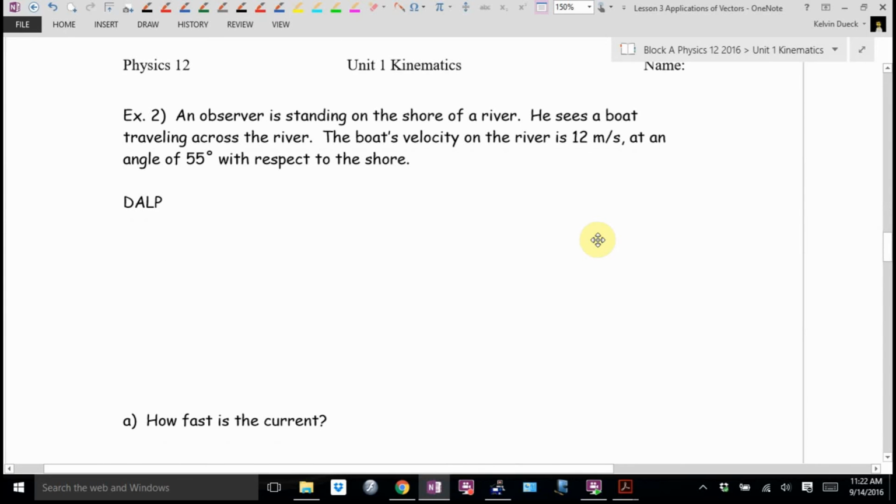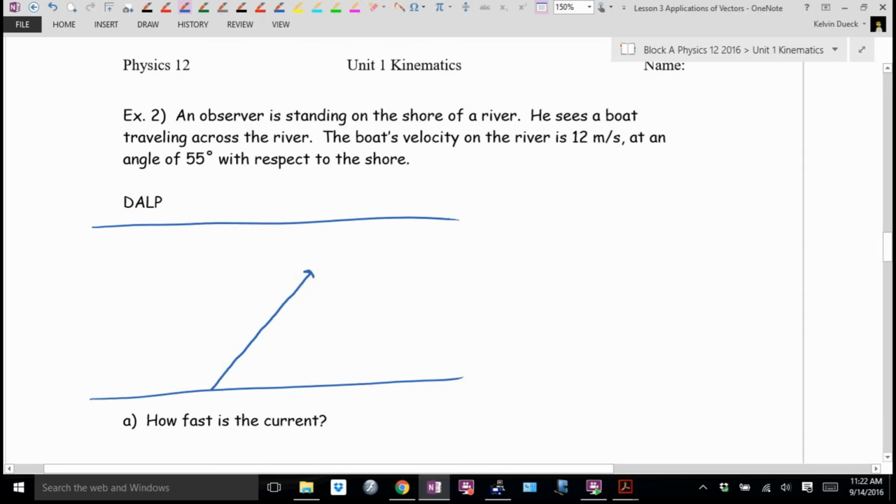Example 2. Example 2 is a repeat of example 1. I just changed the numbers. An observer is standing on the shore of the river. He sees a boat traveling across the river. The boat's velocity in the river is 12 meters per second, 55 degrees with respect to the shore. Let's assume he's going with the current. So we have the boat pointing this way. Yes, the boat's velocity is this way. This is what the observer sees. 12 meters per second, 55 degrees with respect to the shore.